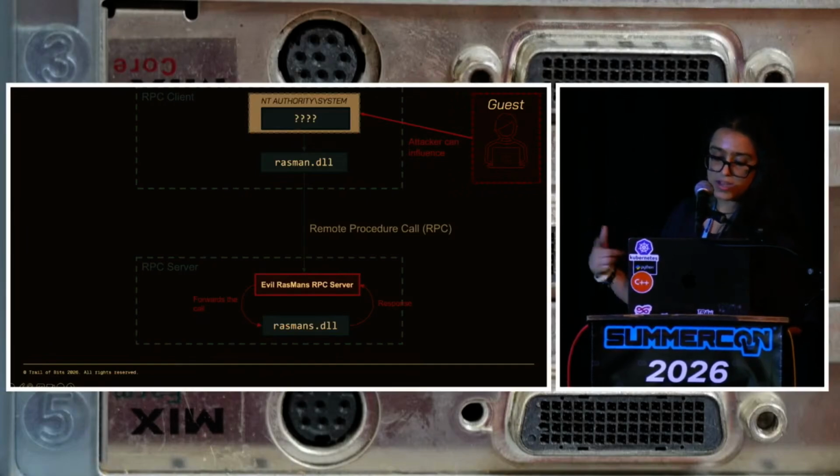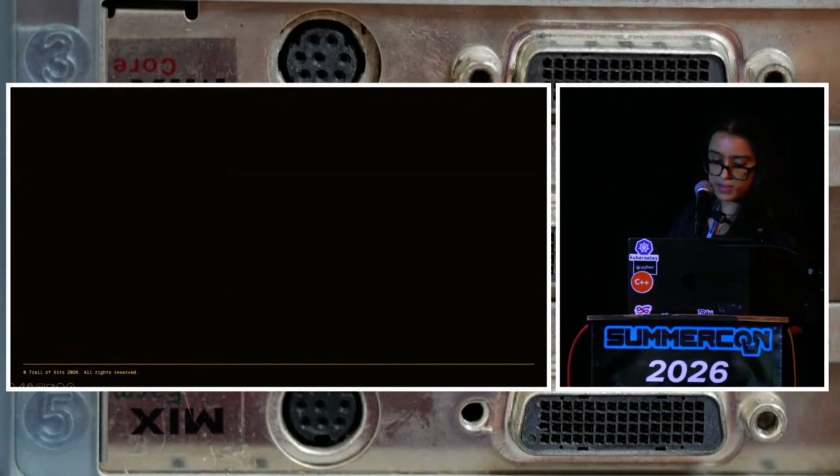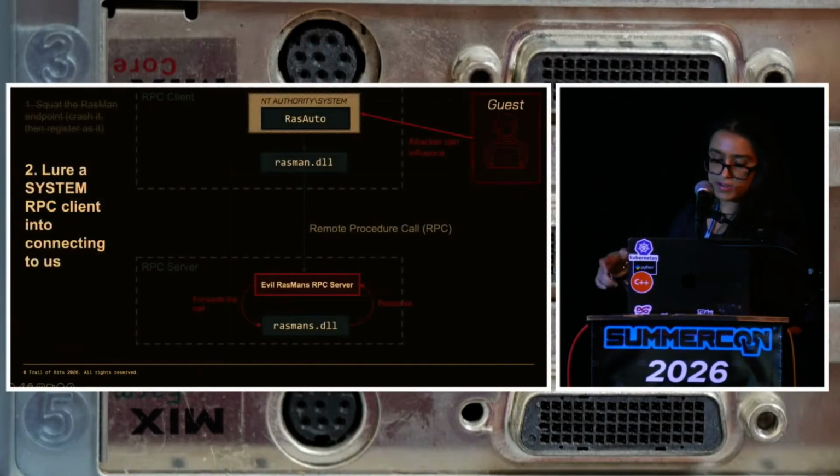And then we also want that to be something that we can influence as a lower privileged user. So there's this service in Windows called RasAuto, which is, again, not really that important to understand what it does, but basically it just creates a connection to a remote network whenever some program references a DNS or a NetBIOS name or address. And it's very related to what RasMan does. So it uses this rasman.dll under the hood.